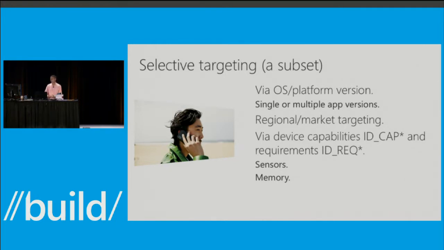If you want to target a subset instead, you can do that in various ways. You can go by version. You can say, well, I'm only targeting Windows Phone 7, or I'm only targeting Windows Phone 8, or both. And remember, when you publish an app in the store, you can maintain multiple versions or a single version. So you can either have a single version that targets multiple platform versions, or you can have multiple versions of your app. And you can maintain them separately and update them separately.